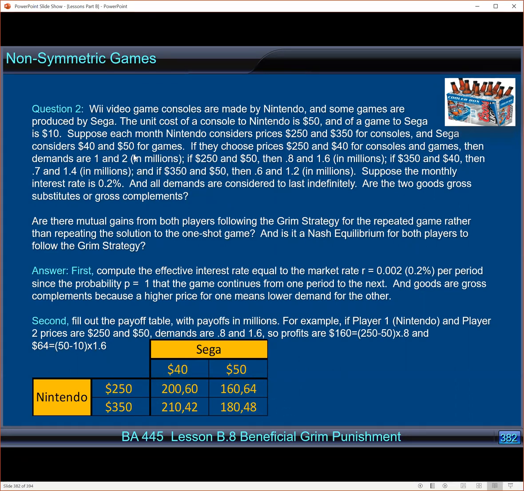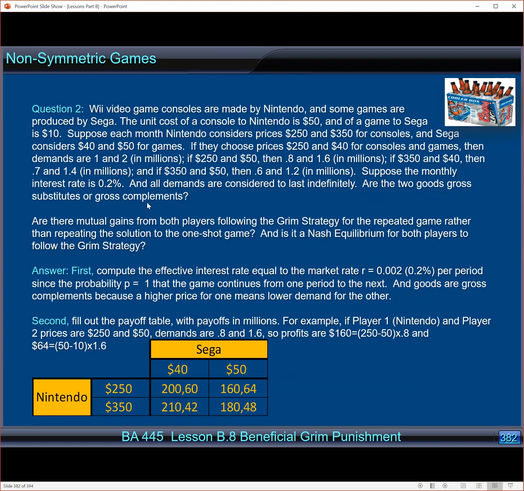Now, this game continues each month, and since it continues periodically, not just a one-time thing, that's where the Grim strategy becomes available. Now I give you the monthly market interest rate, 0.2%. If you write that as a decimal, it is 0.002. And all demands are considered to last indefinitely. So this game continues from month to month or period to period with probability 1.